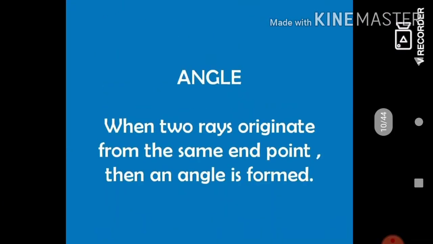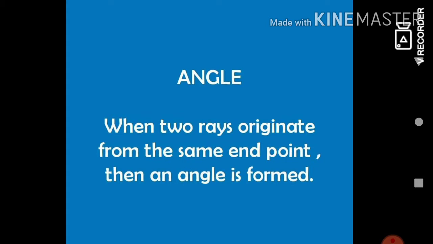Now they are talking about angles. So we have talked about enough lines. Now we have to talk about angles. So let's discuss what is angle. So when two rays, now already we have completed what is rays, originate, means start from the same endpoint, and then what happens?